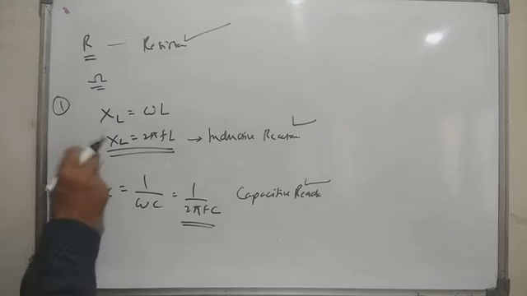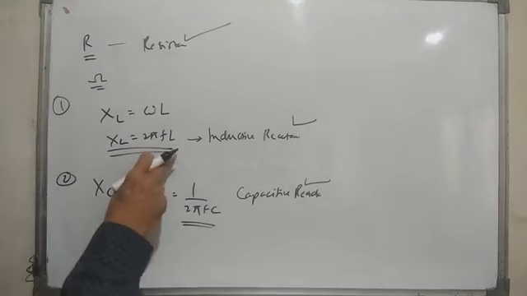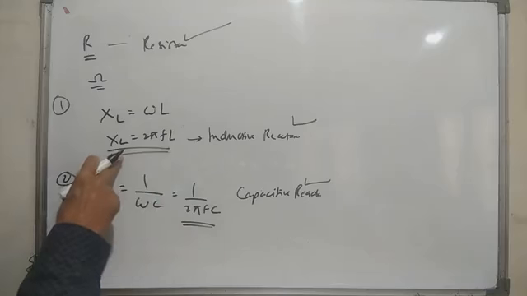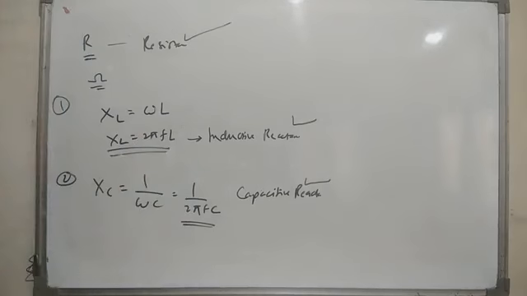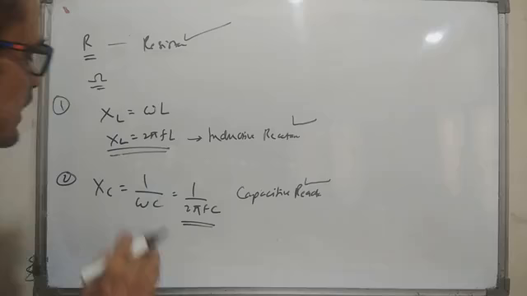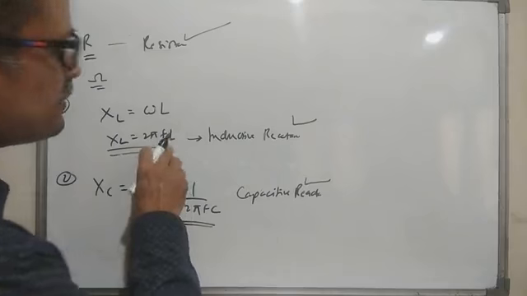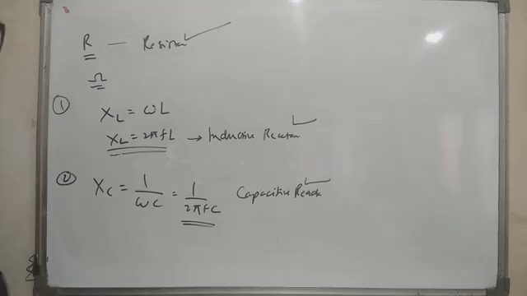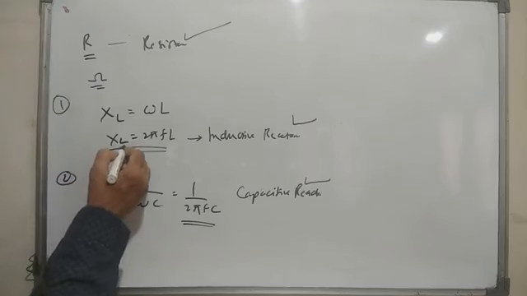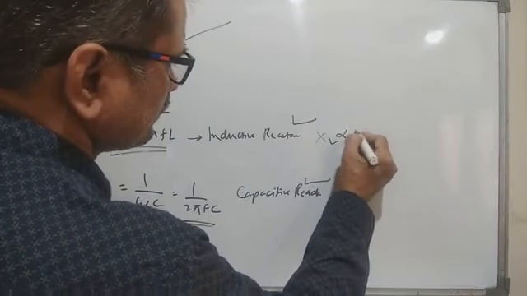If we look at this equation, XL is directly proportional to frequency. That means if we increase the frequency, XL will increase, so the resistance of the inductance will increase. If we lower the frequency, the inductive reactance will decrease. That means XL is directly proportional to f.